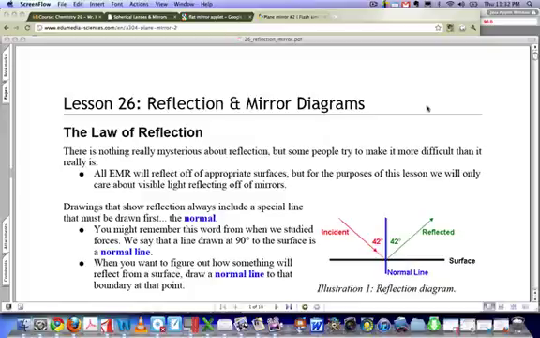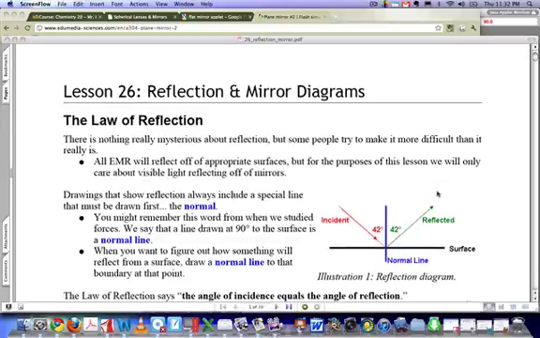Hello and welcome to lesson 26, which is reflection and mirrors. You're probably all aware of reflection by now. You've done this before, probably in grade 8, and we did a little bit of this in physics 20. But the law of reflection is basically whatever angle a wave strikes a flat surface, it's going to bounce off at the same angle.